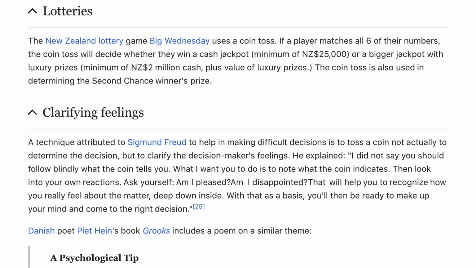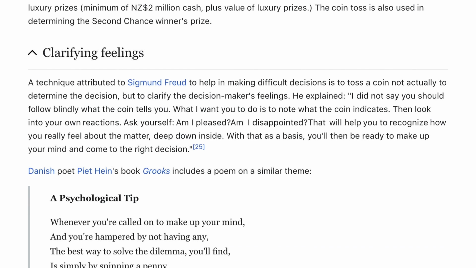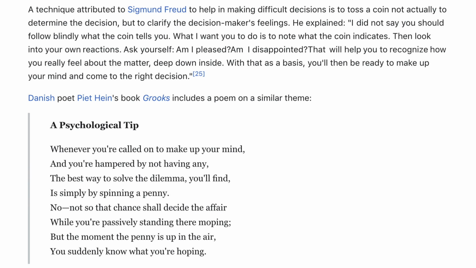Danish poet Piet Hein's book, Grooks, includes a poem on a similar theme. A psychological tip. Whenever you're called on to make up your mind, and you're hampered by not having any, the best way to solve the dilemma you'll find is simply by spinning a penny. No, not so that chance shall decide the affair, while you're passively standing there moping, but the moment the penny is up in the air, you suddenly know what you're hoping.